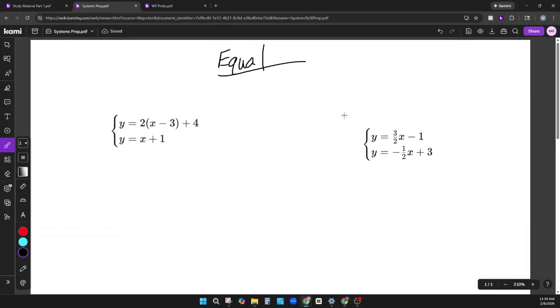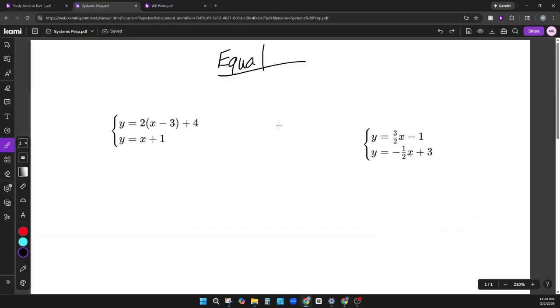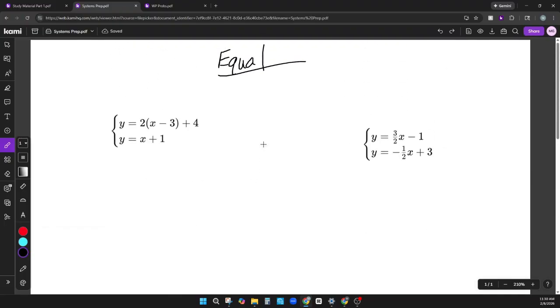And I'm going to go ahead and model number 2 for you, just because I think this one is the best example to start you off. So in order to solve the system of equations, I must set them equal to each other first. That being 3 over 2x minus 1 is equal to negative 1/2 x plus 3. And this is my setup.